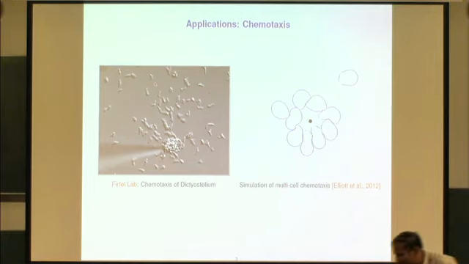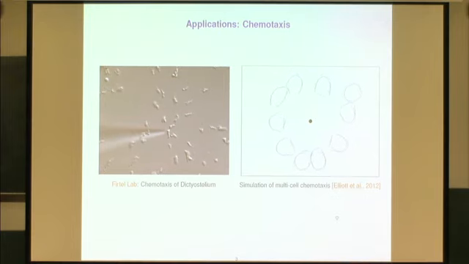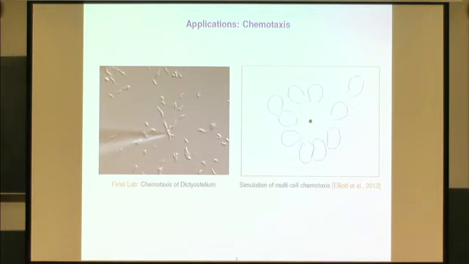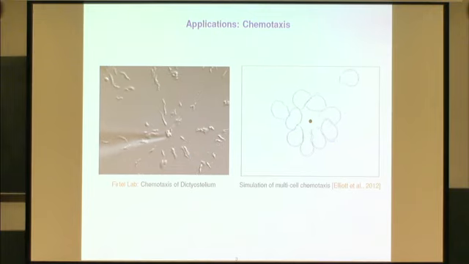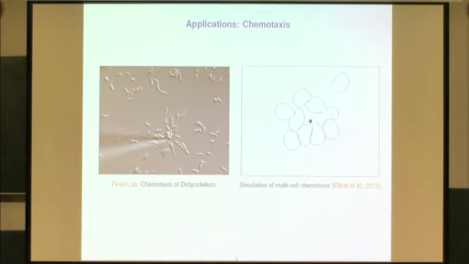We weren't quite as ambitious with the number of cells. We had about 10, but they're all going to chase the source of chemoattractant in the center, and they adhere with each other while they're doing so.